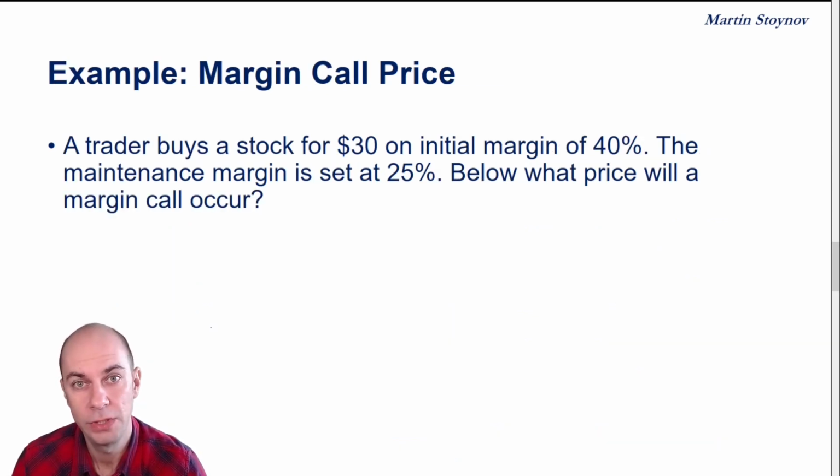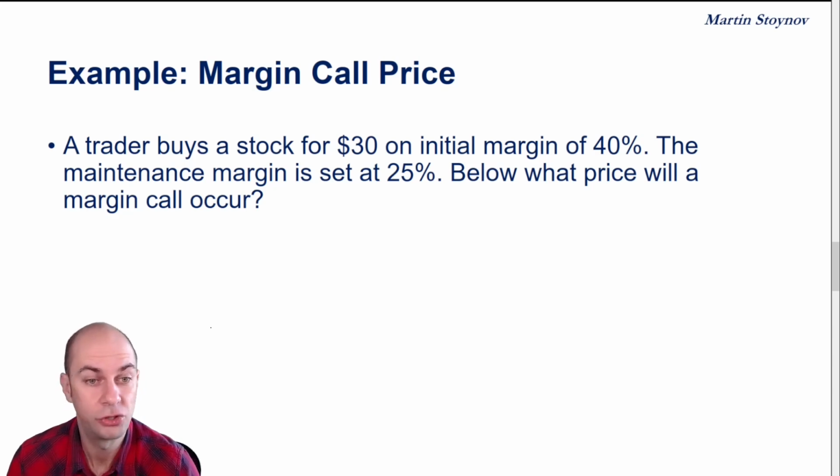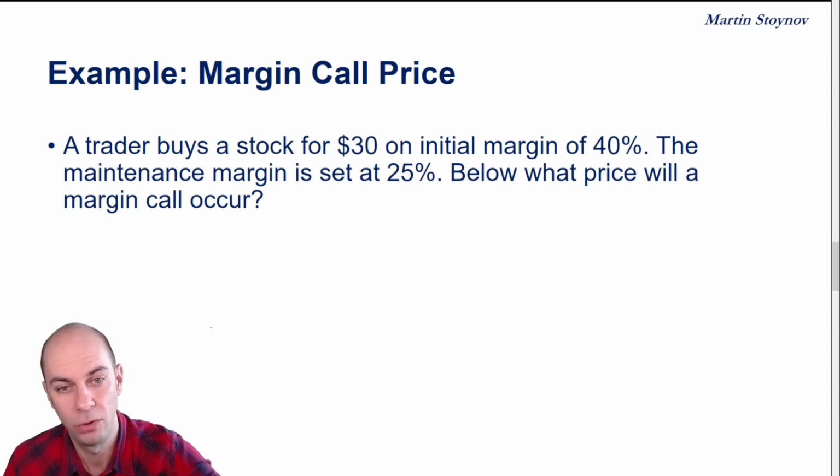Next, we are going to determine the margin call price at which, obviously, our trader gets the dreaded margin call. Okay, so a trader buys a stock for $30 on initial margin of 40%. The maintenance margin is set at 25%. Below what price will a margin call occur? Now, if you're a formula lover, if you want the quickest way to actually getting the right answer, I'm going to give you a formula.